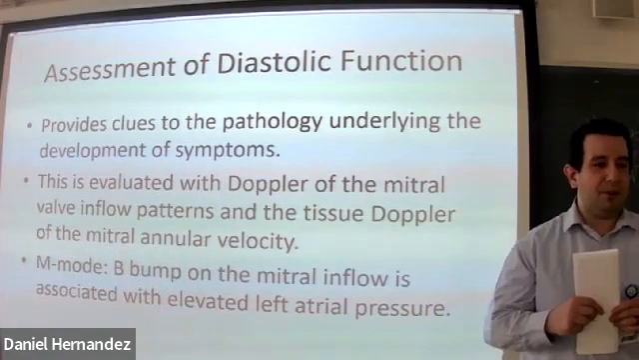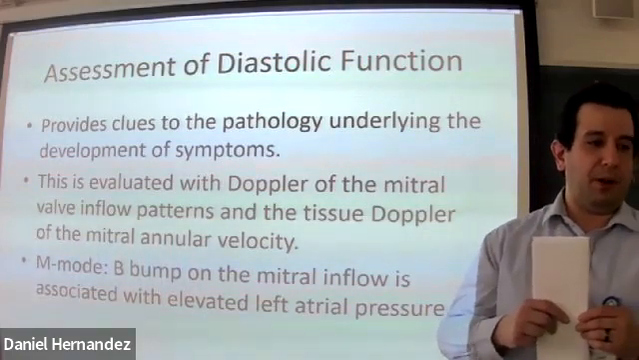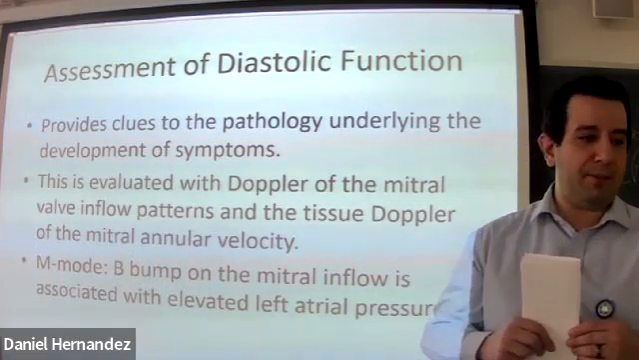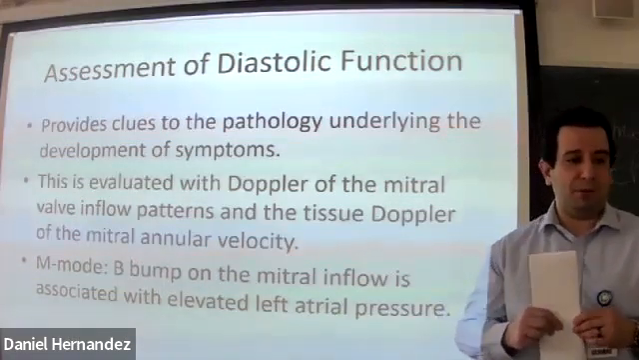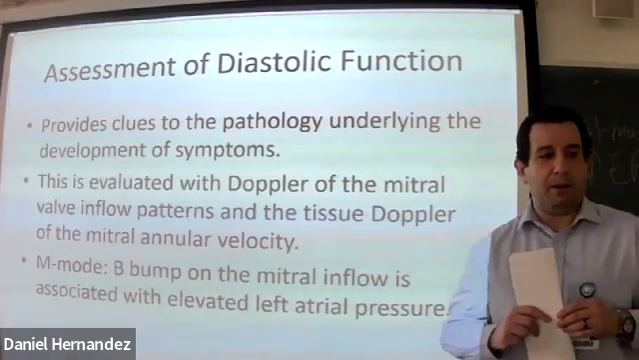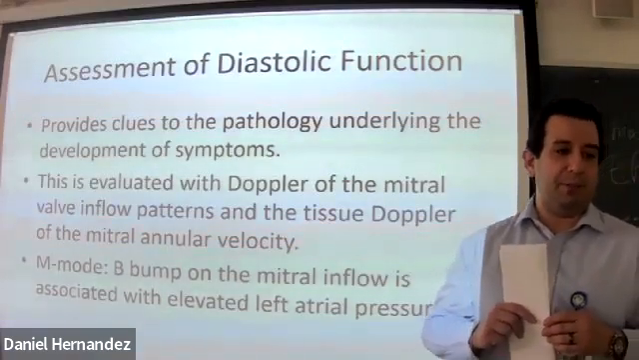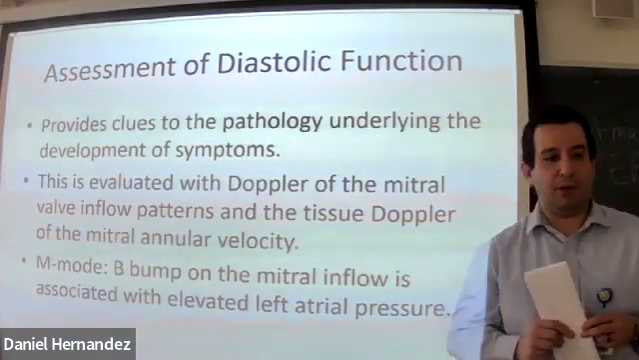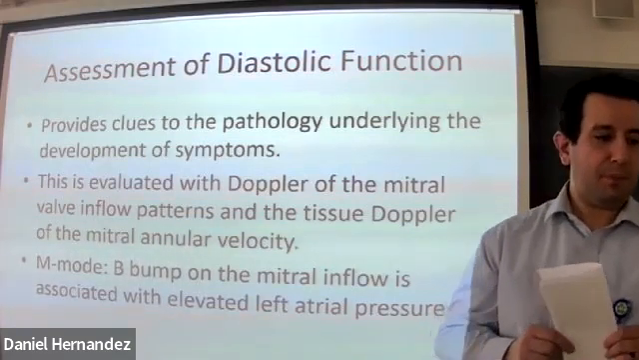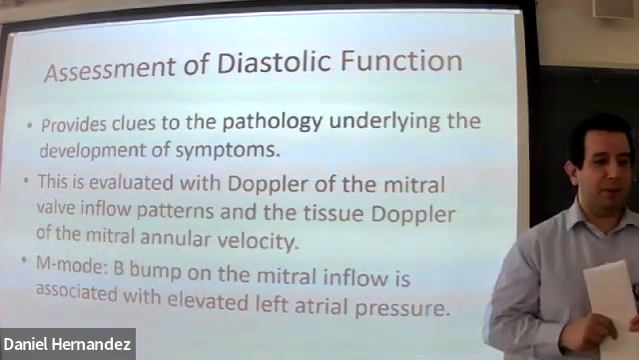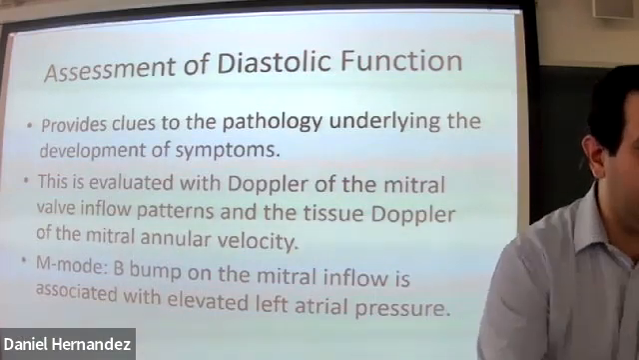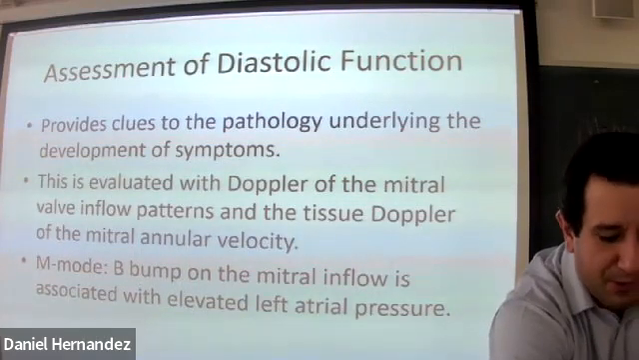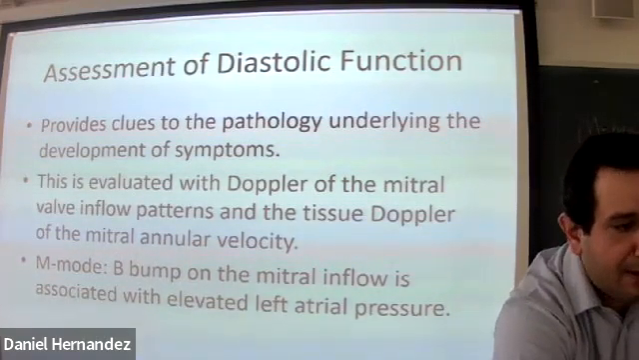So with diastolic dysfunction, we can evaluate it with our mitral valve inflow patterns. We're assessing our E and our A waves when we Doppler our mitral inflow, as well as performing tissue Doppler on the mitral annulus and measuring the velocities of the mitral annulus. That would give us something called our E prime velocities. Again, we can also visualize a B bump on our mitral inflow. This is associated with elevated left atrial pressures, as well as elevated left end diastolic pressures.